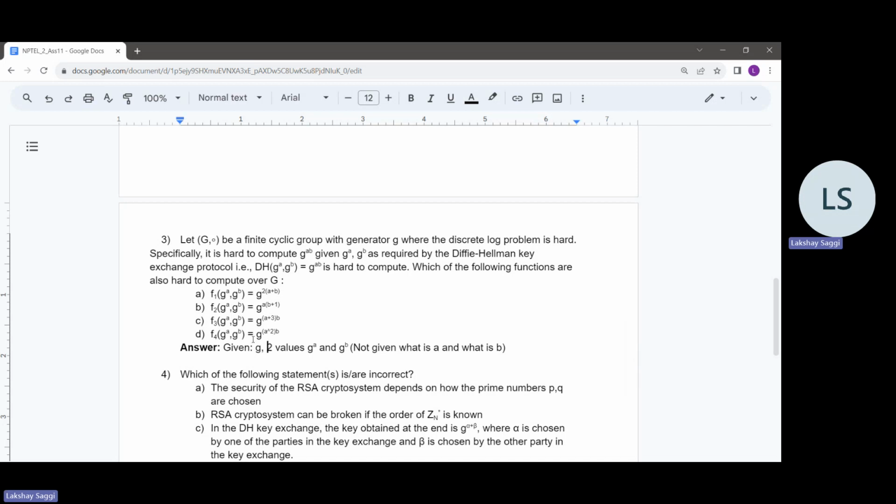So we are given the generator G. We are also given two values, G to the power A and G to the power B, but we are not given what A and B are. And this is what is called a discrete log problem. If we are given the generator G and the value G to the power A, and we want to find out the value of A, that is something like a log problem in integer sense. That's why it's called the discrete log problem.